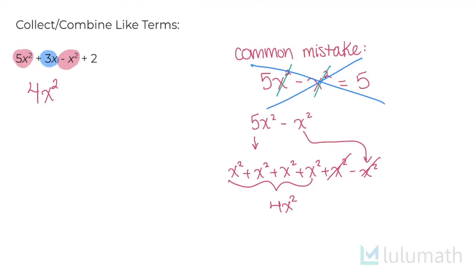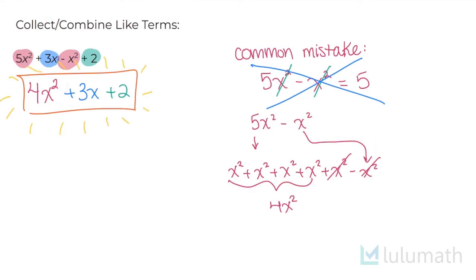Then I can see I have a 3x here, but nothing else is like 3x because all that's left over is a 2 and it doesn't have an x on it. So I can just copy down this plus 3x. And then there's just a 2 left over. Again, nothing else is like it, so I can just copy down this 2. And this right here is my final answer.